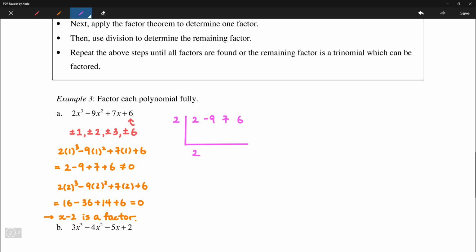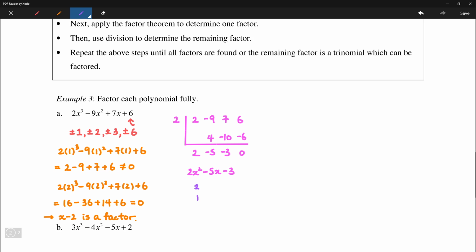We have 2. 2 times 2 is 4, and this gives us negative 5. 2 times negative 5 is negative 10. Add together gives us negative 3. 2 times negative 3 is negative 6, and we have a remainder of 0, as we expected. And so the quotient is going to be 2x squared minus 5x minus 3. And of course, then the question is, is 2x squared minus 5x minus 3 factorable? So it's going to go to the next step.